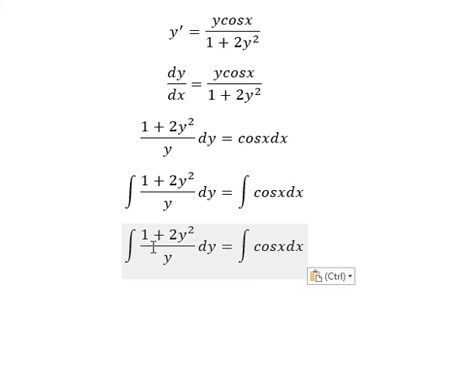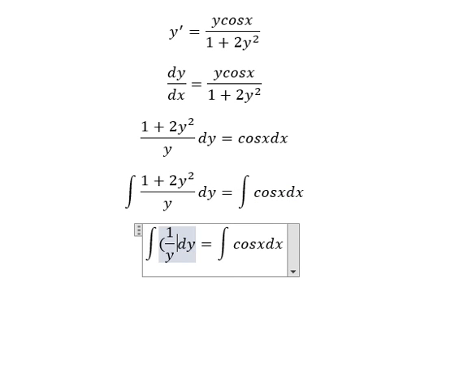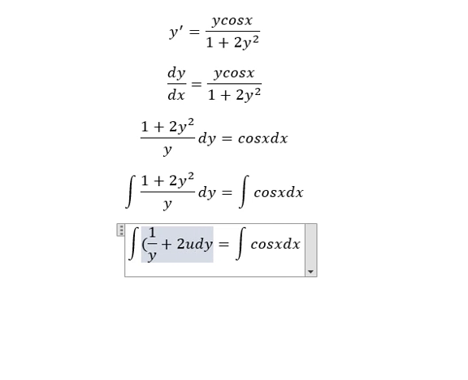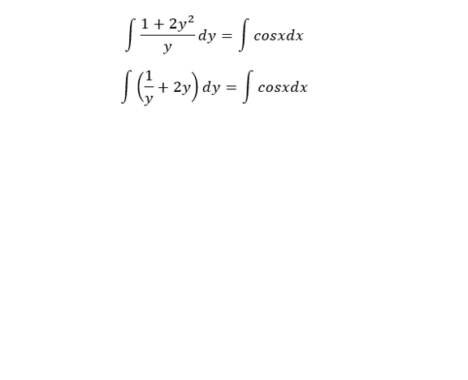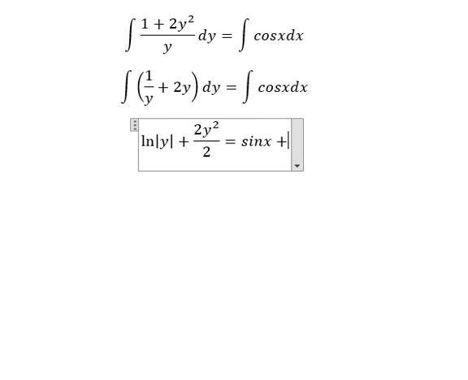So this one divided by y, so we have 1/y + 2y. Next, the integration of 1/y is ln|y|. The integration of 2y in here, you get 2y²/2. The integration of cosine x is sine x, and we put c.